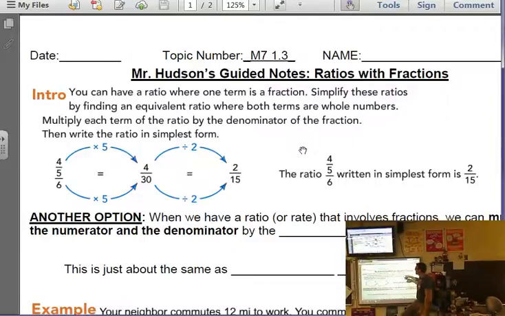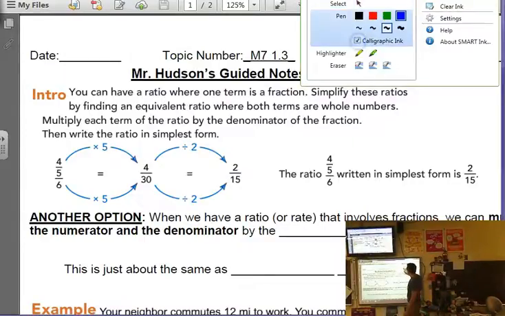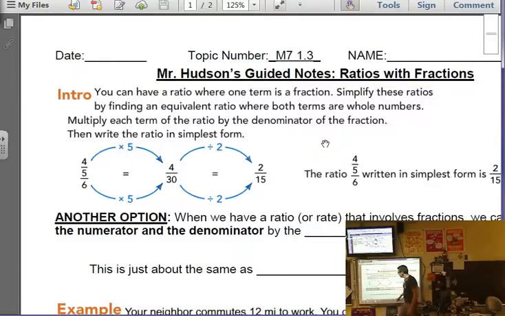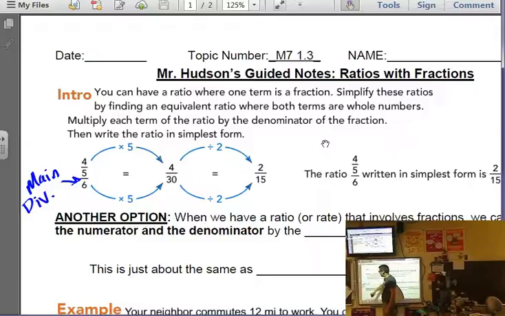So let's say here we have 4/5 divided by 6. I want you guys to put an arrow. This is our main bar. That's our main division or main fraction bar, the one between the 5 and the 6. So this is really 4/5 divided by 6.